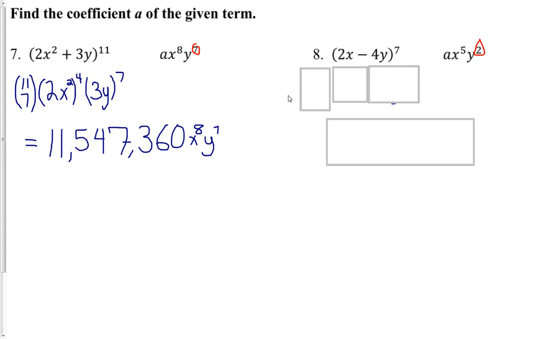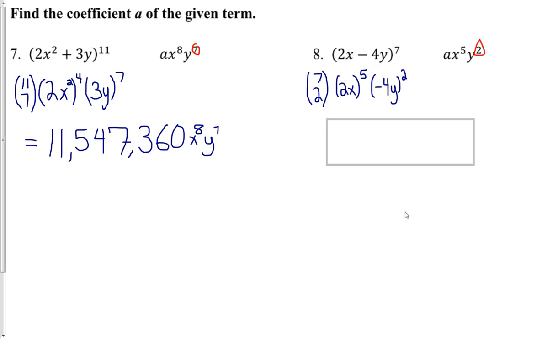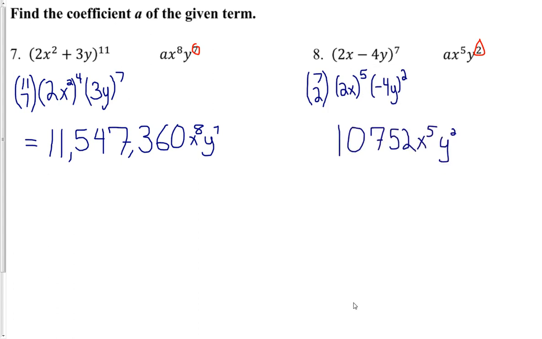And then simplifying, right? 16 times 32 times 7 choose 2 gives us 10,752. And that wraps up today's lesson and this year's lessons.